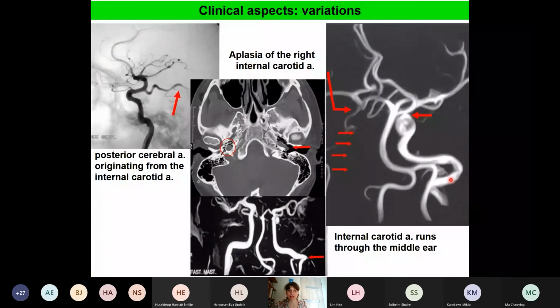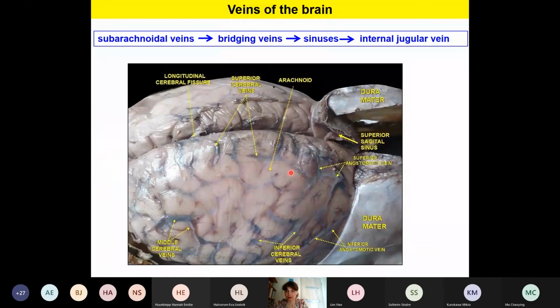This picture shows some variations of the internal carotid artery. This is not important for the exam, but if you are interested, you can have a look at these pictures. But we will jump further.